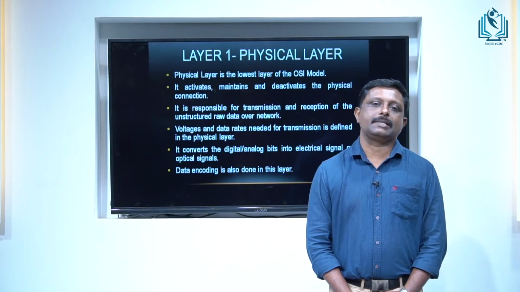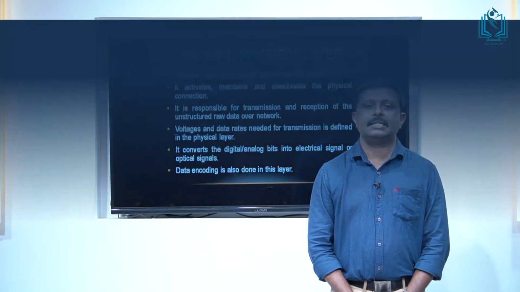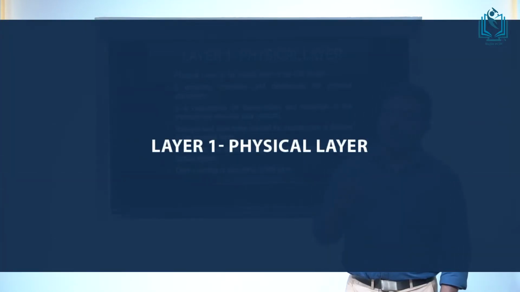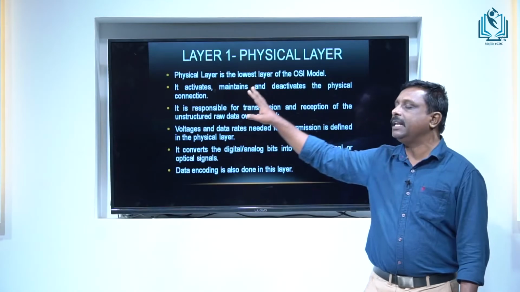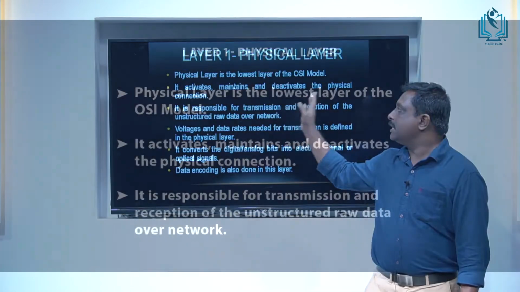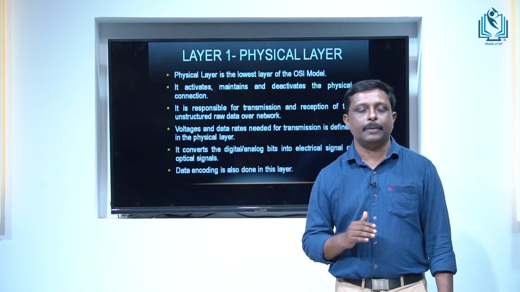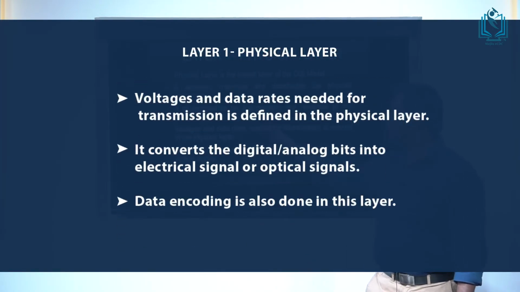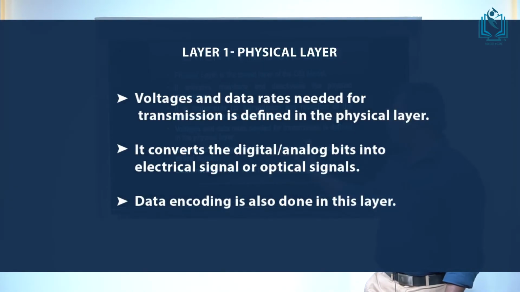Now we can explain the layers in detail. First, we have to discuss the physical layer. The physical layer is mainly used for activating, maintaining and deactivating physical connections. It is responsible for the transmission of raw bits from computer to computer. Next, voltage and data rates are all controlled by the physical layer. It converts digital bits into electrical signals or optical signals.